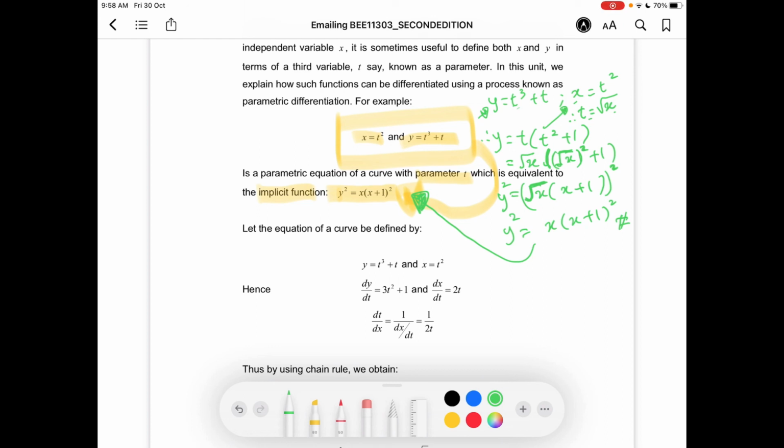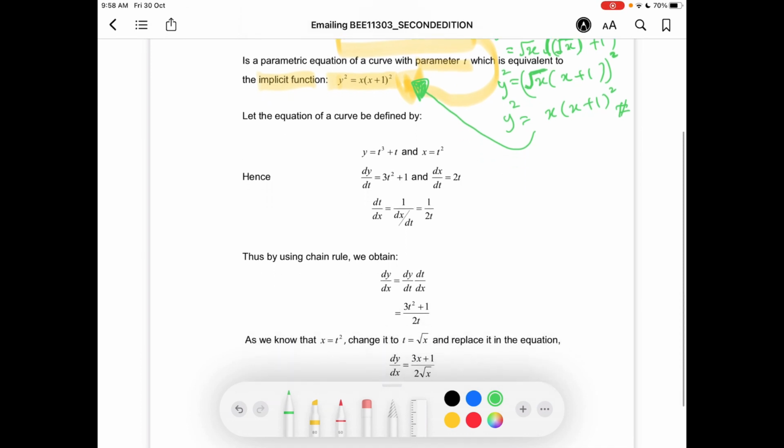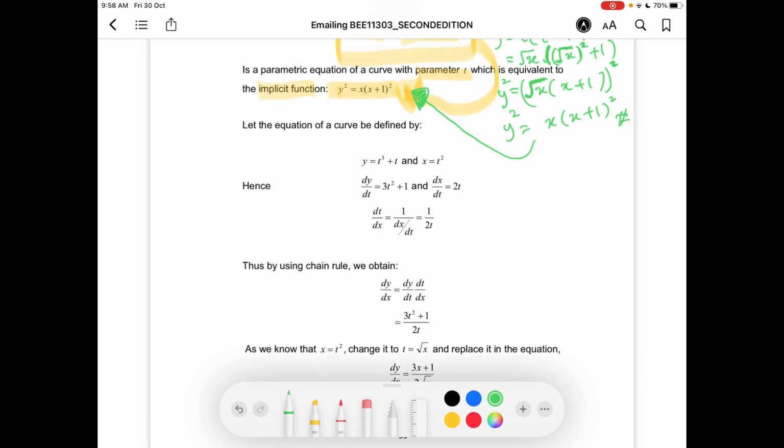Okay, now how can we differentiate when we have this kind of function? So if the equation of the curve is defined by y equals t cubed plus t and x equals t squared, so if we find dy over dt for this one and dx over dt, we will get this one.